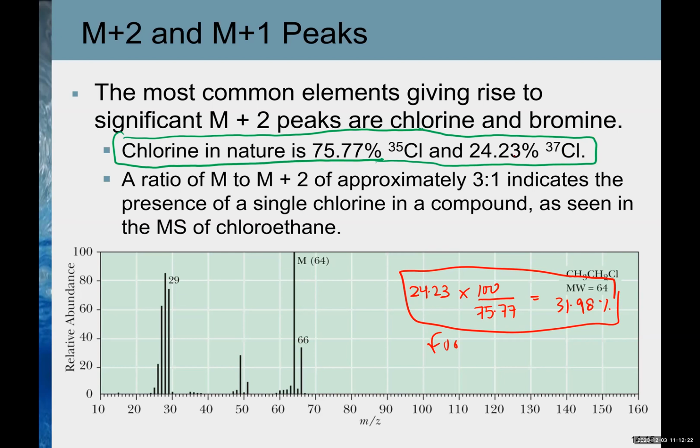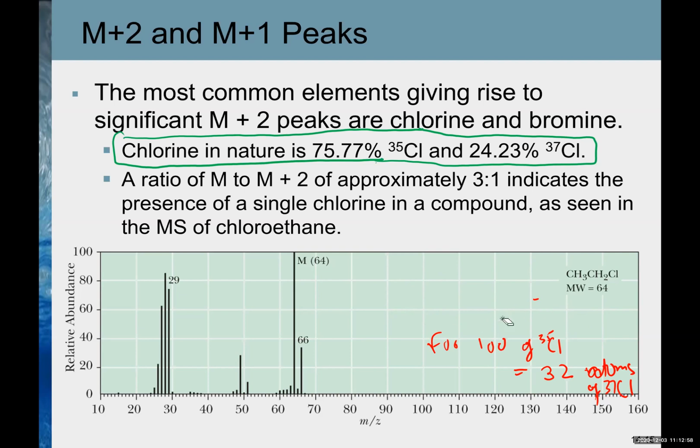So for every 100 of chlorine in nature, this means for every 75.77% we have 24.23%. But because in mass spec the baseline is 100%, we like to see for every 100 how much it is. So for 100 of Cl35, we can round it off and say it's 32 atoms of Cl37. But anyway, this is one kind of math problem you may see in the exam.